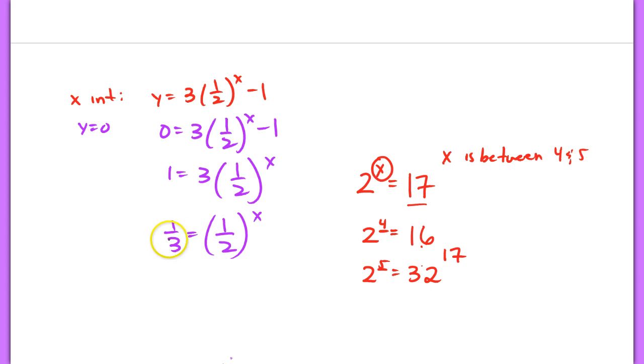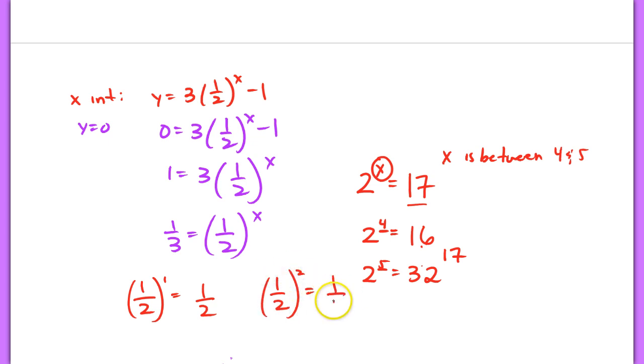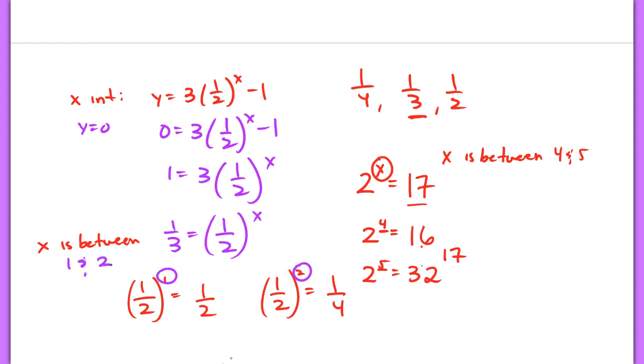Now here it's the same idea. If I were to take 1/2 and raise it to the first power, I would get 1/2. If I were to take 1/2 and raise it to the second power, though, I get 1/4. Clearly, 1/4, 1/3, 1/2, right? 1/3 is between 1/4 and 1/2. So what we're looking at is an x value that's between this exponent and this exponent, 1 and 2. So we're just approximating for right now because we can't find the exact. So that would be our answer actually for the x-intercept. There is a value, it's just that it's between 1 and 2.